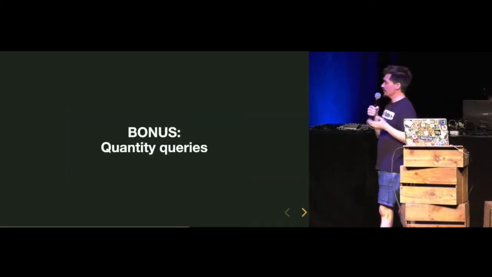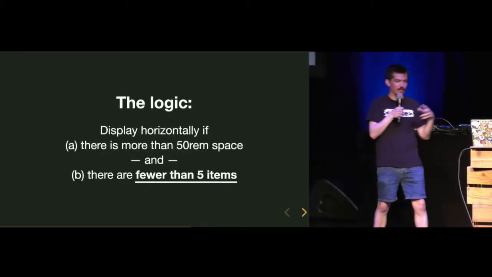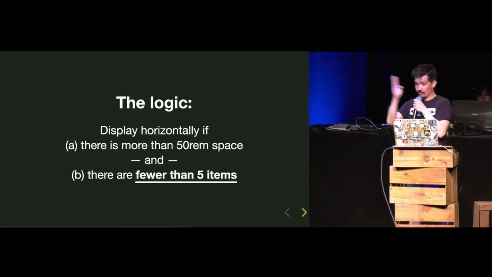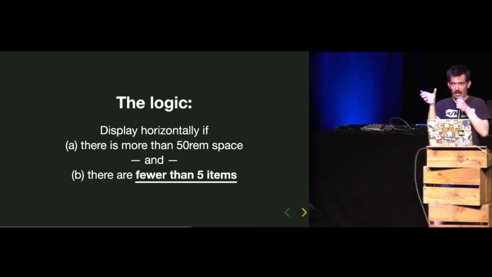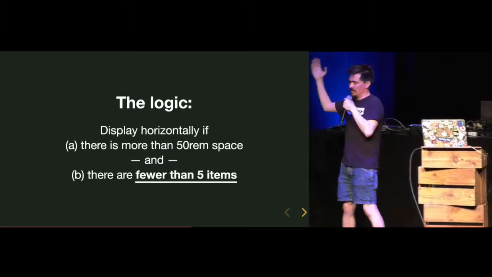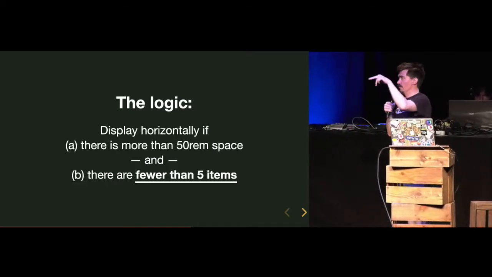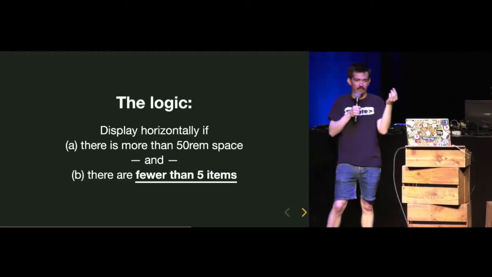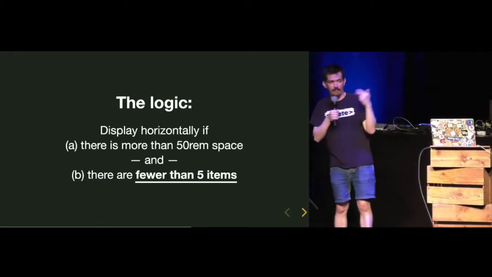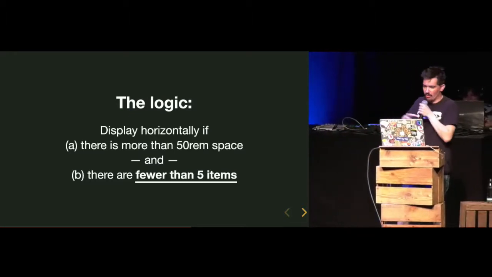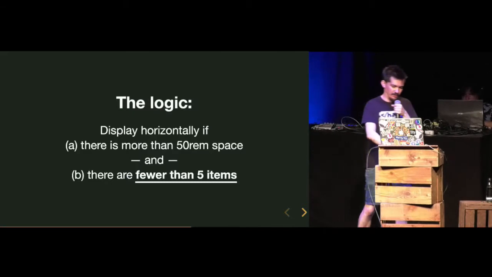Bonus, quantity queries. So you can also take another look at it from another angle. Now we've got a breakpoint based on the available space, which says turn this horizontal layout into a vertical layout lower than 50 rem or 60 ch or 600 pixels or whatever it is. But what if we had loads of horizontal items? And the more we put in, obviously, the smaller amount of space each one can have. So we kind of want to have a limit to how many items are put in there as well. So display horizontally if there's more than 50 rem space and there are fewer than, let's say, 5 items.